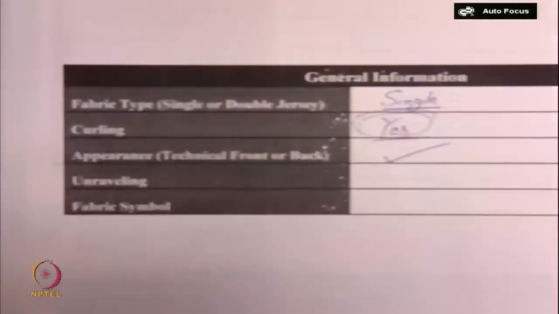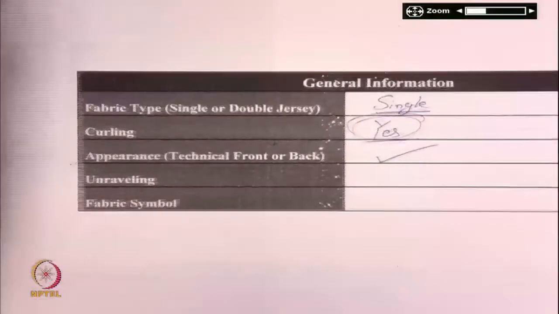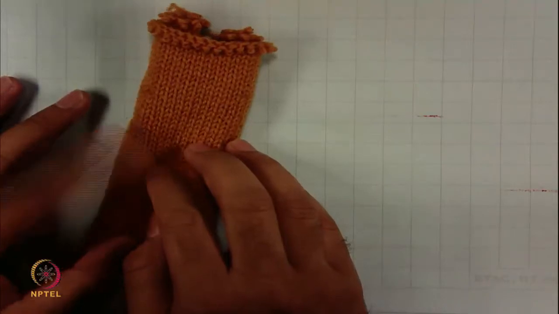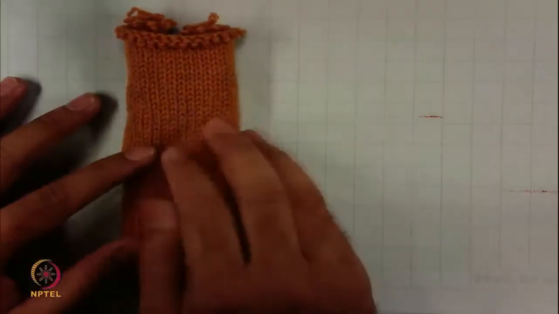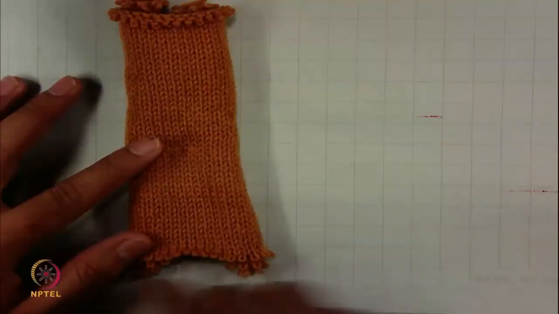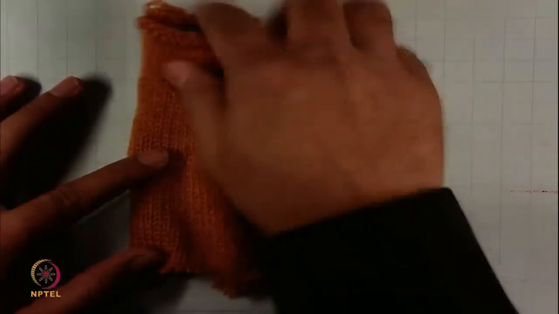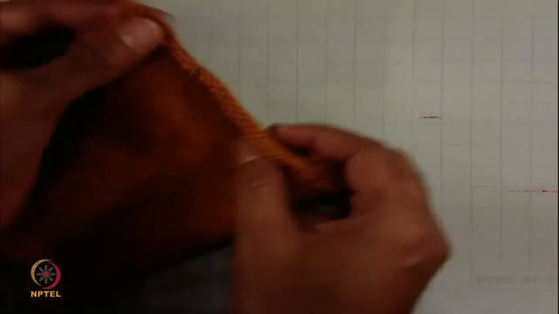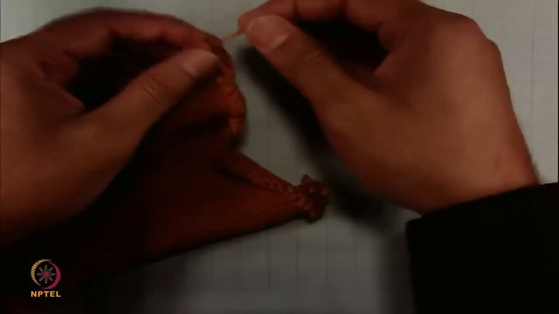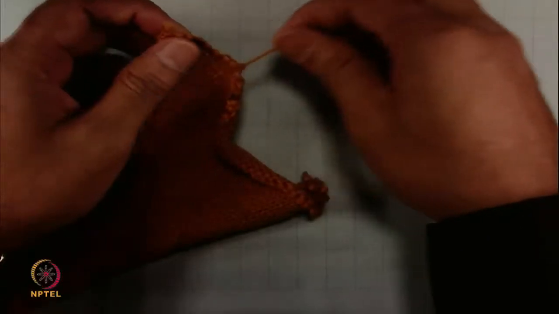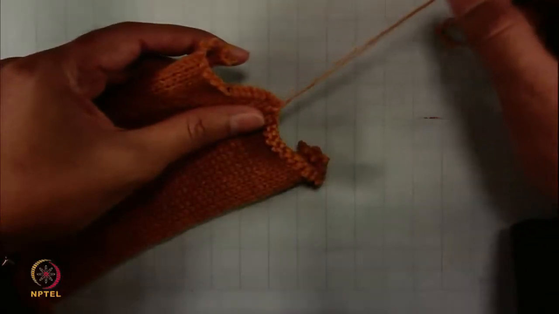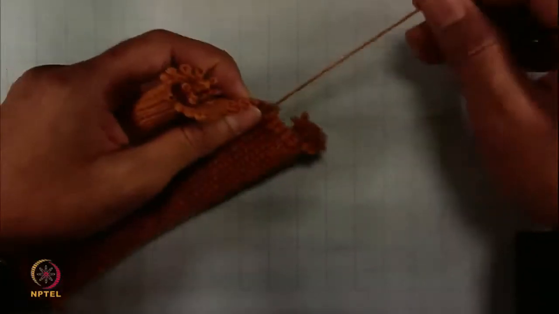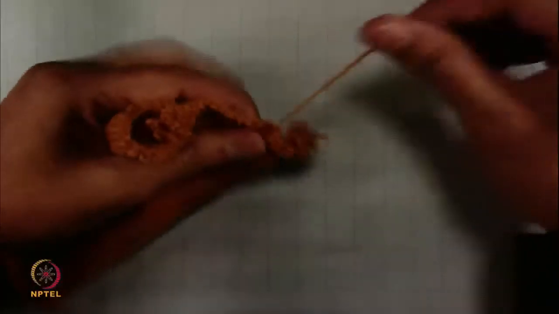So let's look at the unraveling part. Unraveling basically indicates whether you can take out the yarn from the fabric. When you saw the fabric production on the machine, you saw that the first course is formed at the bottom and the last course at the top. If you start pulling the yarn from the last course, you will realize the loops are coming out. This is called unraveling. The loops will just come out, the fabric will collapse and the yarns will be released.